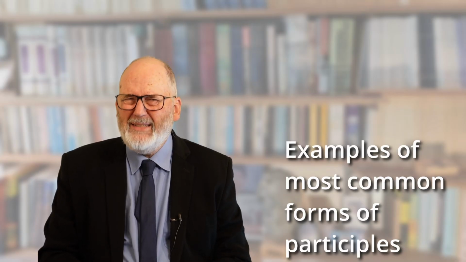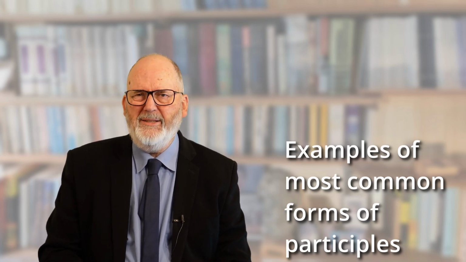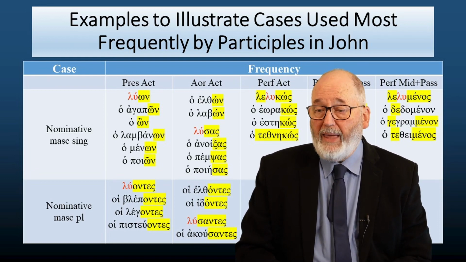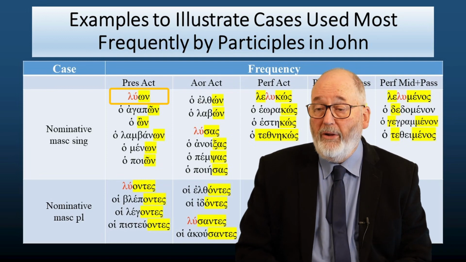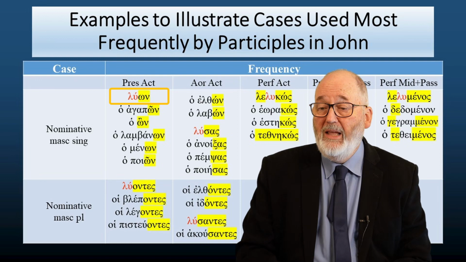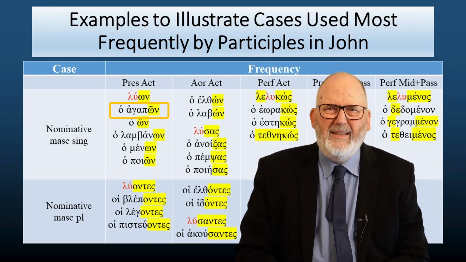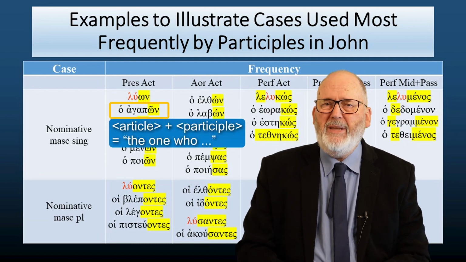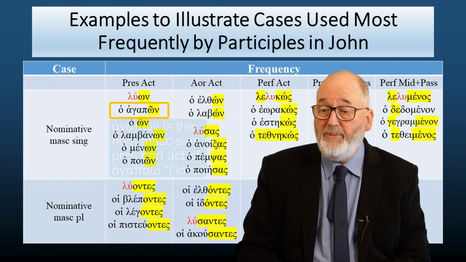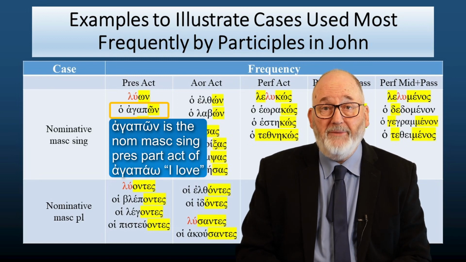Why don't we look at some examples of participles from the Gospel of John using these endings? In this table, I've shown you the basic pattern verbs. So there's lūōn, for example, in the nominative singular present participle active. And under that, I've put ho agapōn. Now, in a second or two, I'm going to explain this means the one who loves. You can see that there is the participle ending on agapaō, and we translate that as the one who loves.